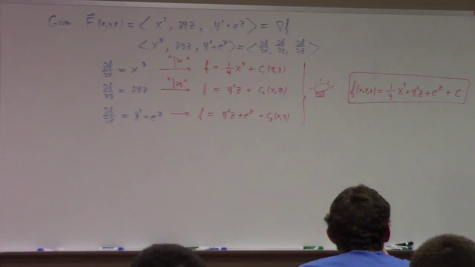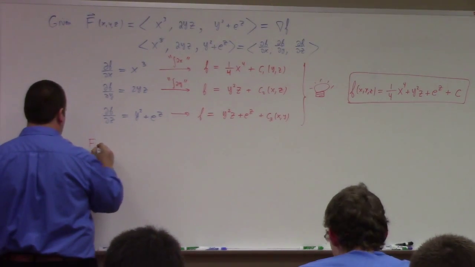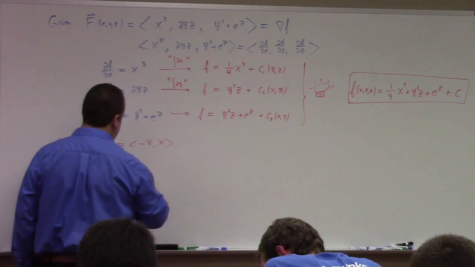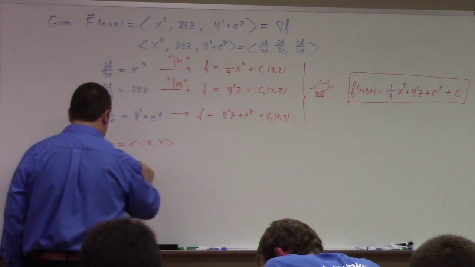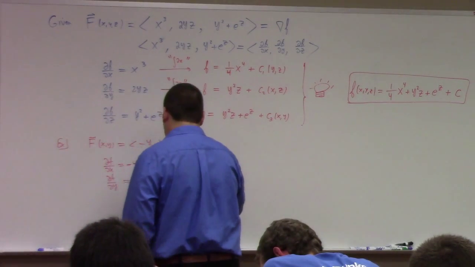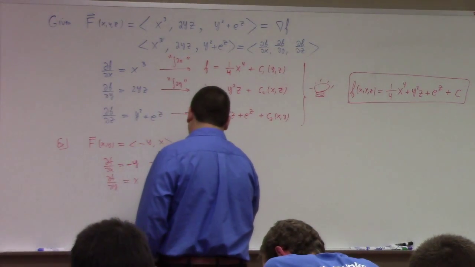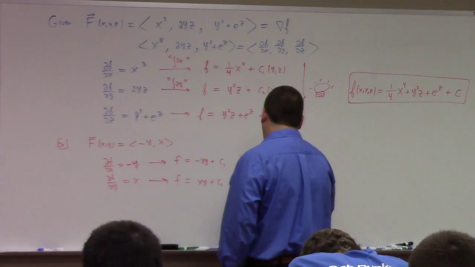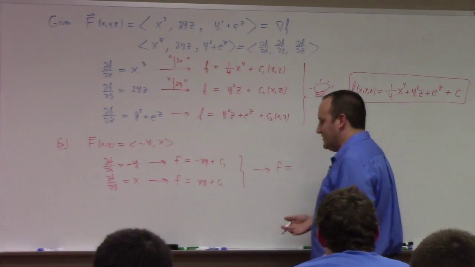Let me show you how it fails. Here's a 2-dimensional example. F of xy equals minus y, x. So I got partial f, partial x equals minus y, partial f, partial y equals x. This gives me f is equal to minus xy plus c1. This gives me f is equal to xy plus c2. So apparently f is equal to c. Or no, f is equal to, I don't know, what would you do?